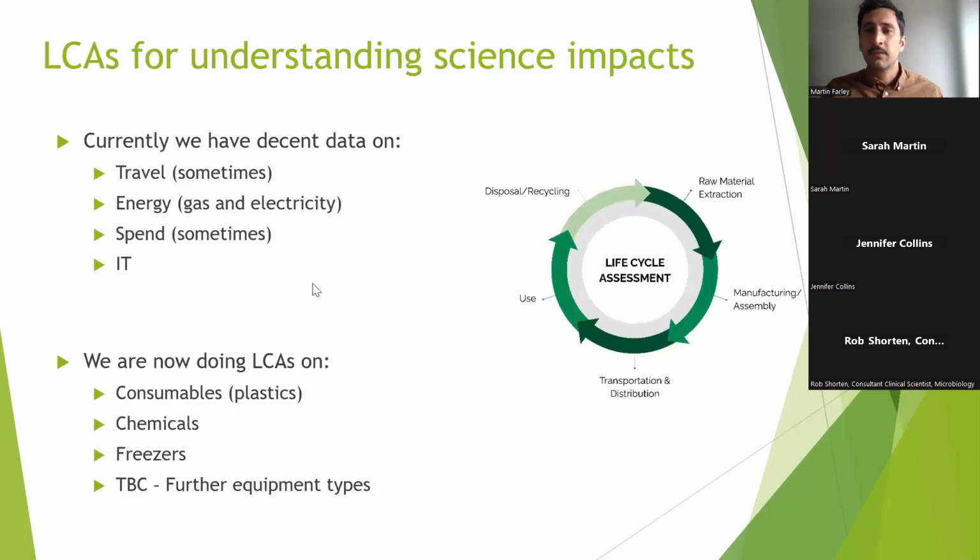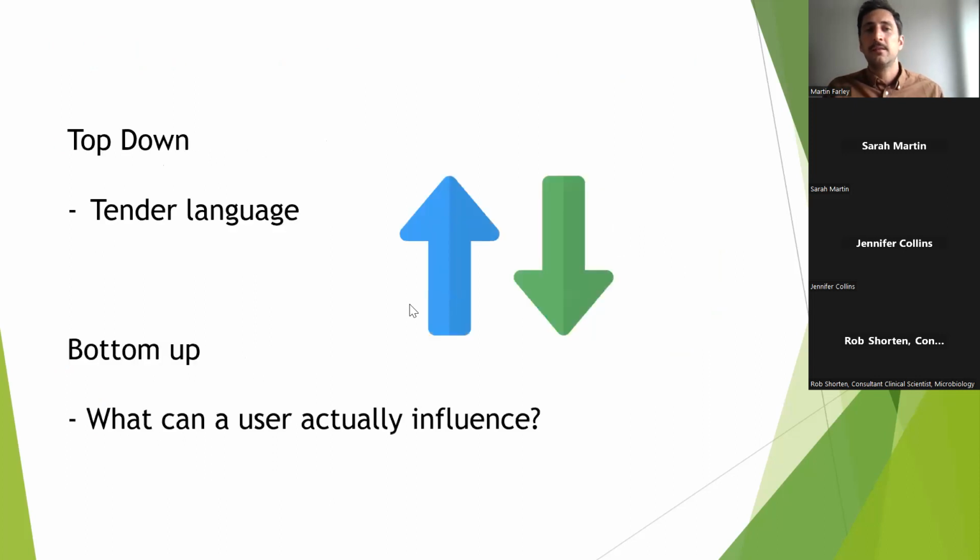So we've been doing life cycle assessments on some of these materials, which means that we look at the full carbon life cycle of the materials, and then through that, we're trying to understand what, you know, how we can mitigate them. And single-use plastics is a high impact area, we use a lot. And we have two ways to affect this. One is top-down, so we can put it in tenders.